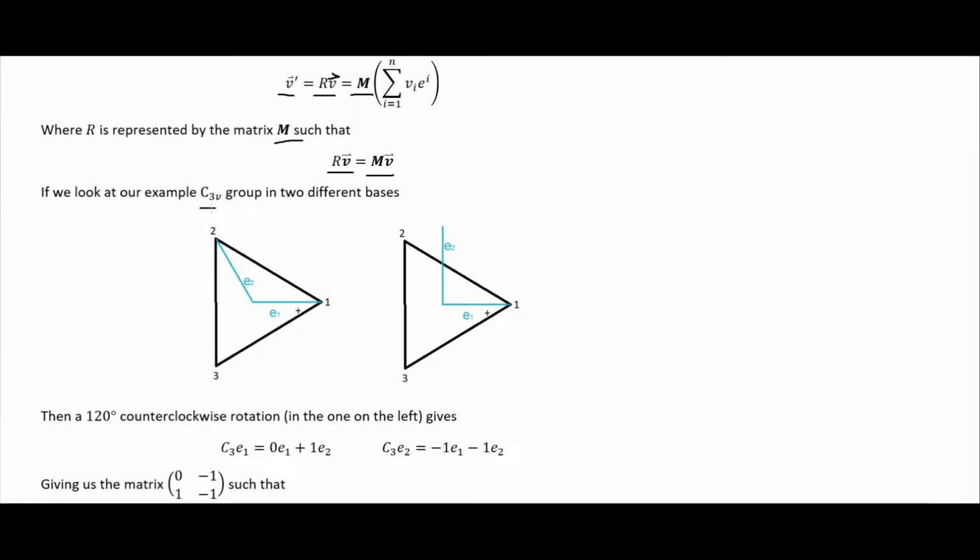So if we look at our C3V group, we can express it in these two different bases here. So we could have this basis here, or we can have this basis here, where this one is the orthonormal right here. So then a 120-degree counterclockwise rotation in the one on the left will give us the new bases that look like this. So this is the new basis in terms of the old.